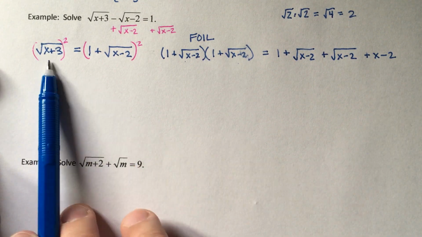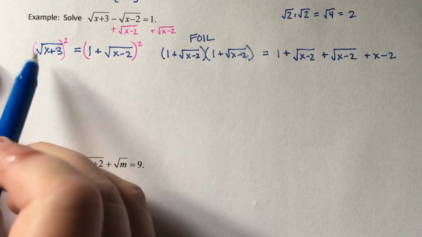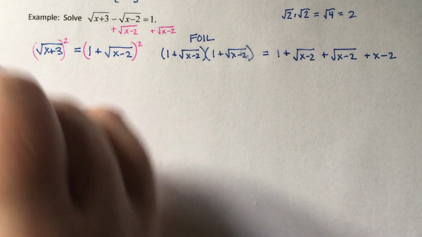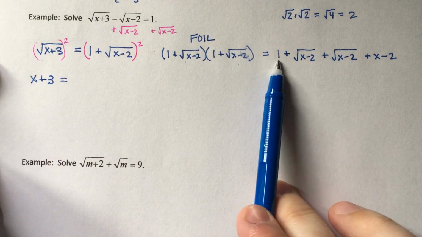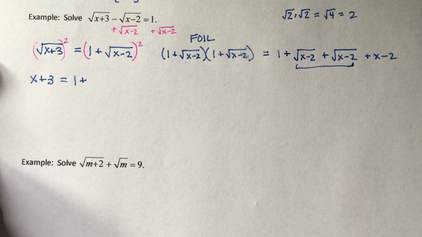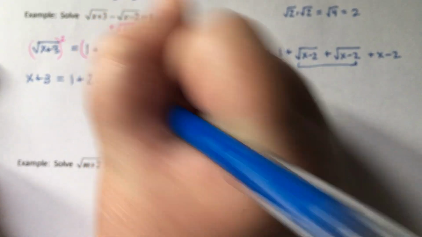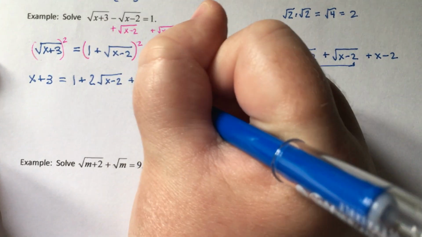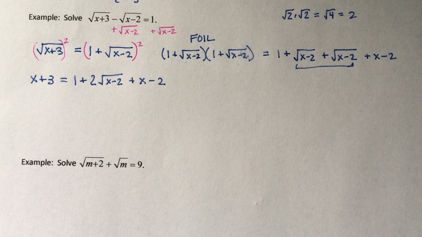So now I'm going to go back down here and see what we got now that we've FOILed out the right side of the equation. The left side's easy. Squaring undoes the square root: x plus 3. The right side is the result of this FOIL. So we have 1 plus, and I'm going to combine these like terms because we have 2 of the square roots: 2 square root of x minus 2, and then plus x minus 2. All right, this is a good time to take a breath. That was messy, and we're not even done yet, unfortunately.